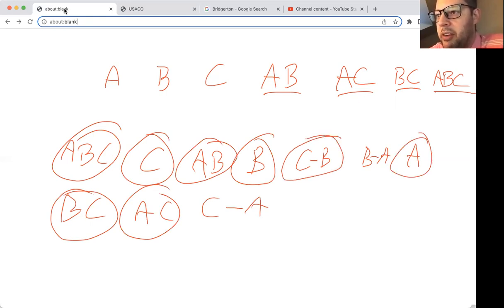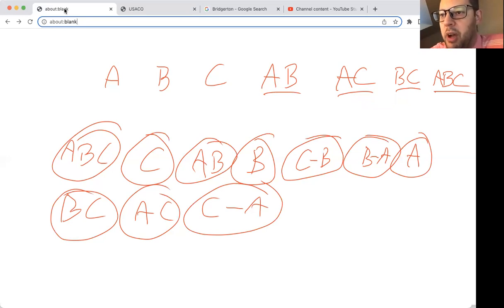And then C minus B was, how did I get that one? It was AC minus AB. B minus A would have been BC minus AC, those two. And then C minus A would have been BC minus AB. So we've got every possible combination.